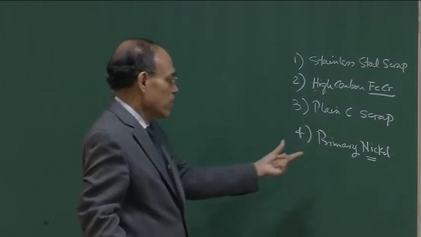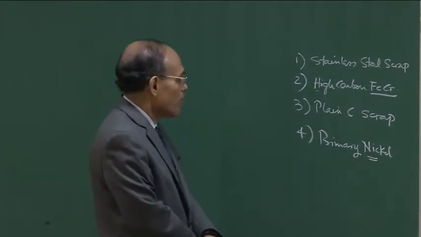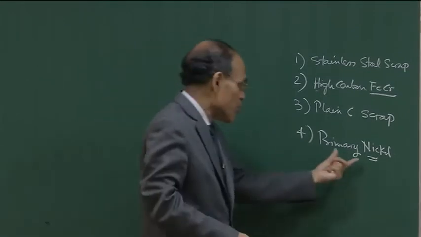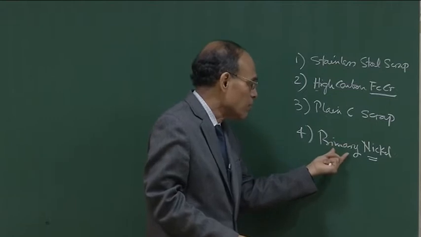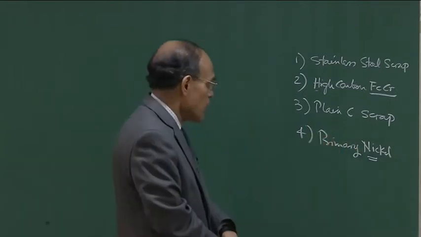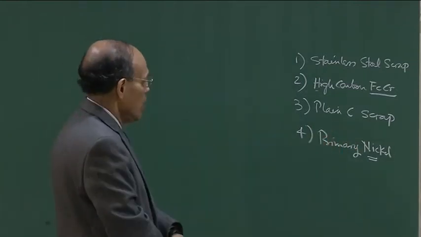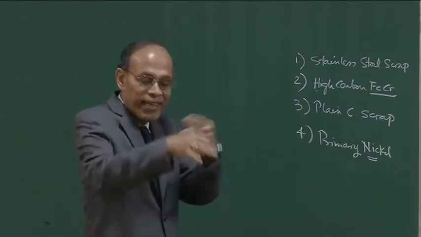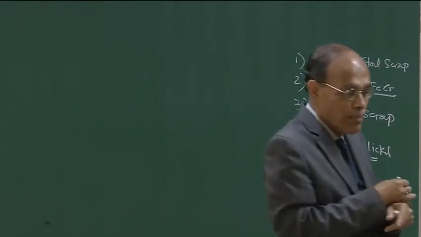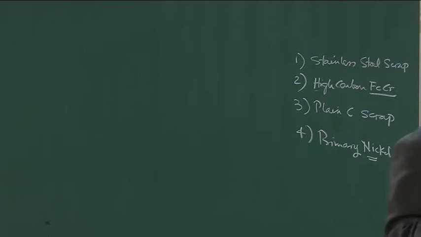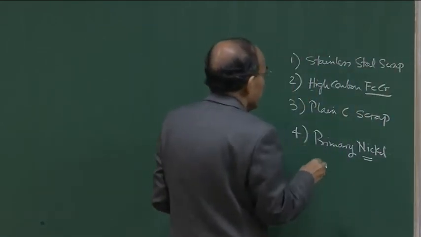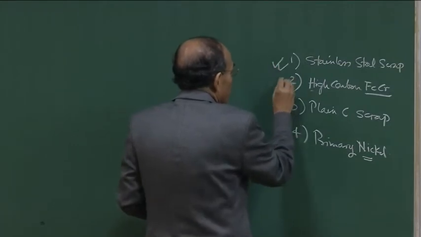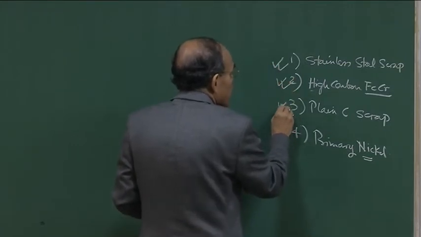And we know that nickel does not undergo any oxidation. So, nickel can be added in the form of pure nickel shots towards the end. We have to just ensure that the nickel melts and disperses or mixes homogeneously in the system. So, basically during the meltdown period, these three materials are going to be used.